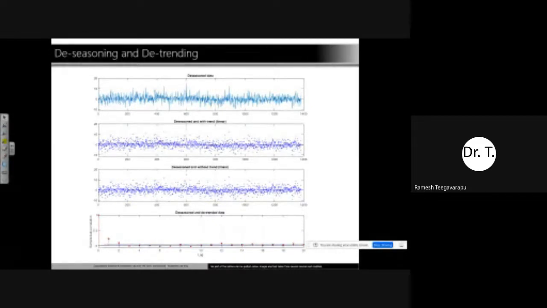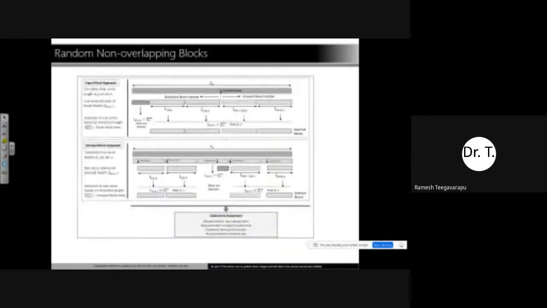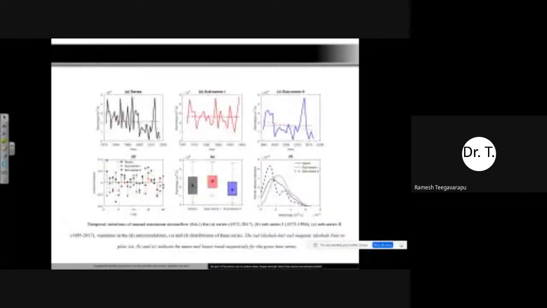Because when you remove all the components which are affecting the time series, which might result in a non-stationary behavior into the future, if you remove all those things, then only you can develop a time series forecasting model. So that is an example of that.